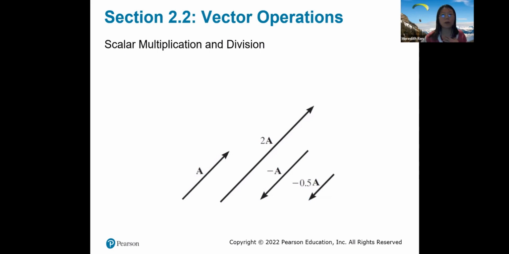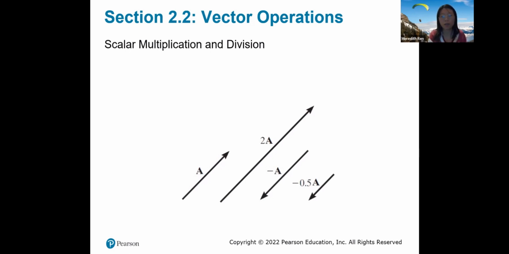Section 2.2 starts talking about vector operations. For example, on the screen, we have vector A, starting with the A. 2A will be magnitude 2 times the original vector A, but still following the same direction as A, with the magnitude 2 times the original vector A. And then the third one, if I have negative A, my magnitude is the same. However, the direction is going the total opposite, 180 degrees opposite of my original vector.